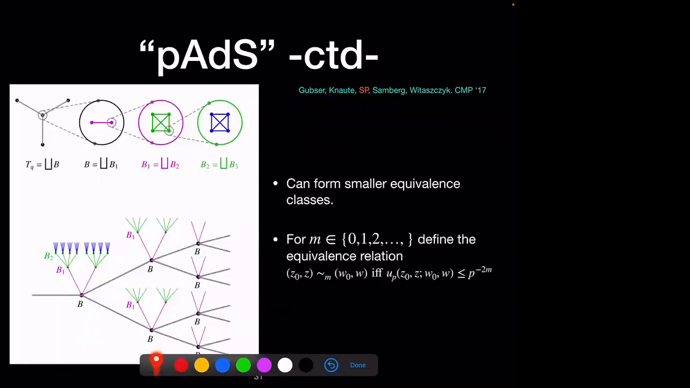So now we can go further. We can actually form smaller equivalence classes. We can form equivalence classes defined by this little m, which say that if two points are within p to the minus 2m of each other, then they are equivalent. And for different values of m, you can set m equals 1, 2, 3 up to infinity. And what happens is you get this tree structure. So the gray lines are the Bruhat-Tits tree, the original space. And the pink lines are what you get when you set m equals 1.